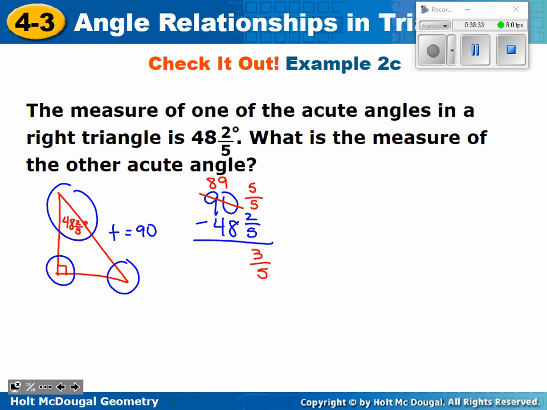3/5. What's 9 minus 8? And what's 8 minus 4? So it's 41 3/5 degrees. Any questions there? Okay, that's your shortcut. If it's a right triangle, the other two acute angles will always be complementary.